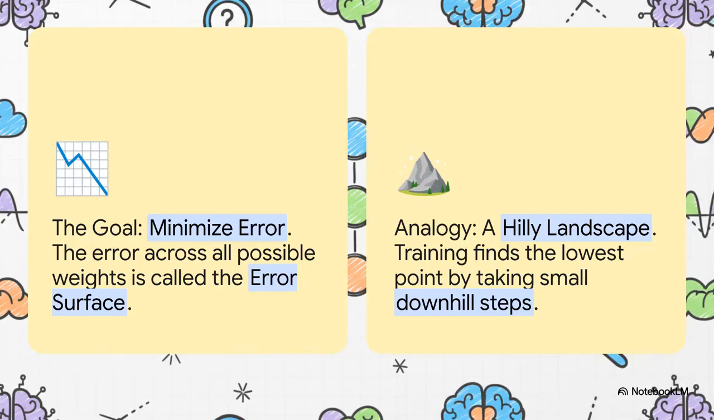And here is the absolute best way to picture this. Imagine that all the possible settings for your network's weights create this giant hilly landscape. The high peaks are where the network has a huge error, and the deep valleys are where the error is super low. Our goal is to find the lowest possible point in that entire landscape. Gradient descent is our strategy. No matter where you're standing, you look around, find the steepest downhill direction, and take a small step. Then you do it again and again and again until you've walked all the way down into the bottom of the valley.